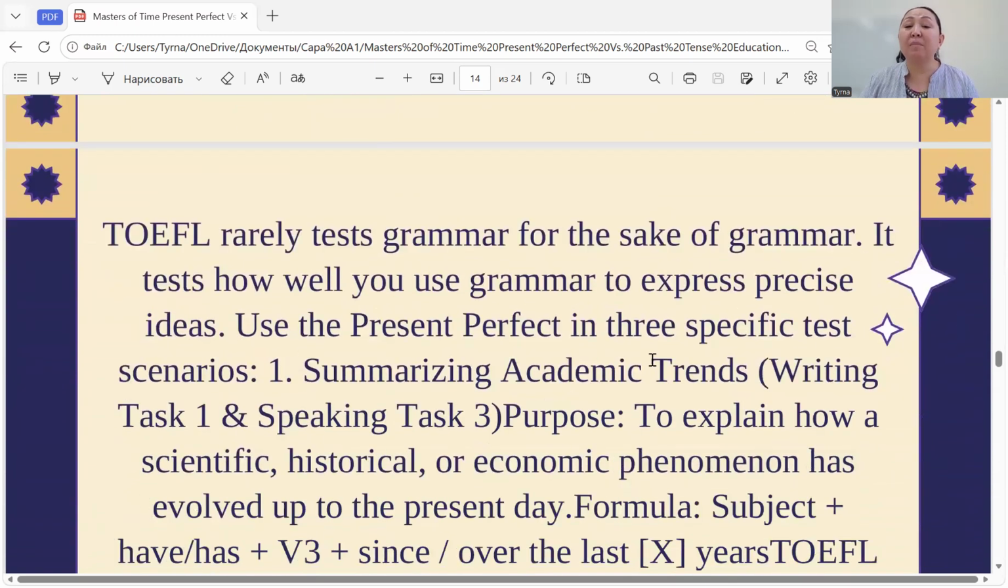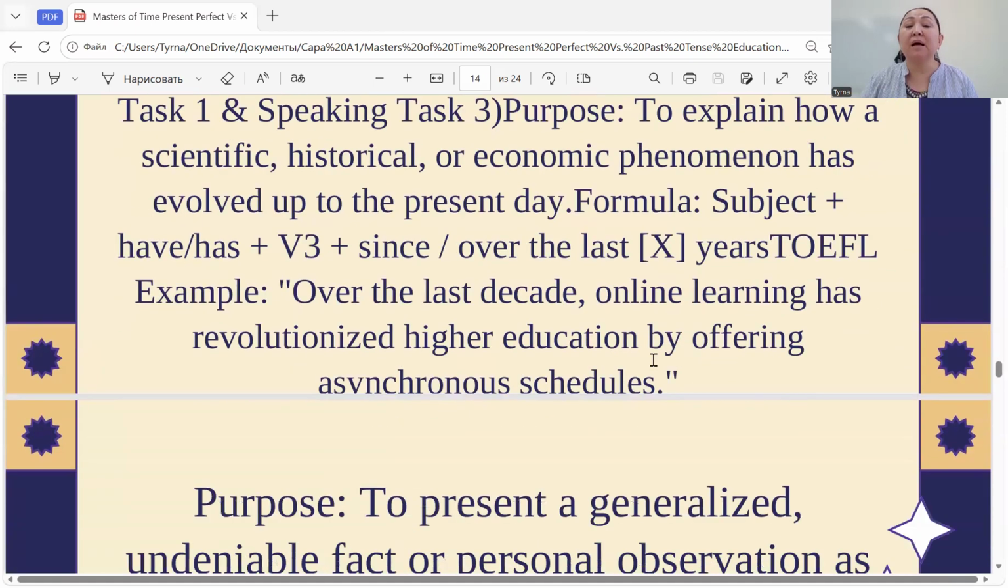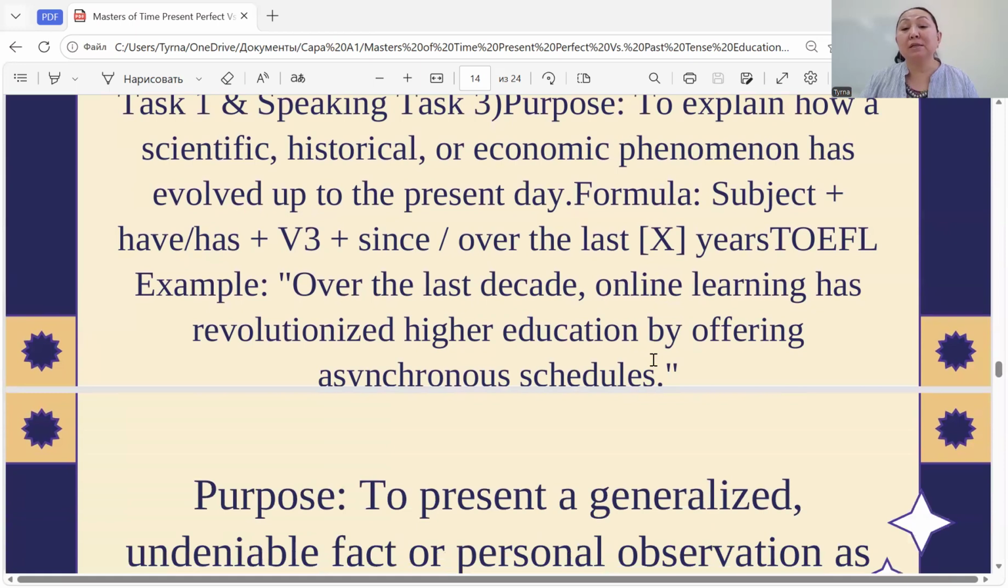TOEFL rarely tests grammar for the sake of grammar. It tests how well you use grammar to express precise ideas. Use the present perfect in three specific test scenarios. Summarizing academic trends: the purpose is to explain how a scientific, historical, or economic phenomenon has evolved up to the present day. Subject plus have/has plus verb 3, plus since, over the last years.